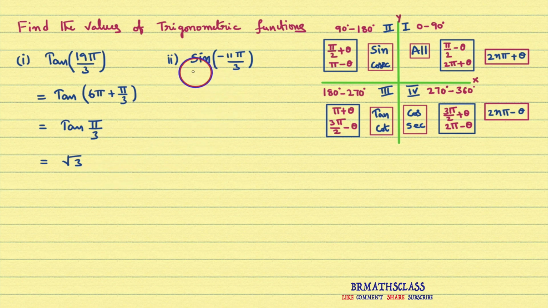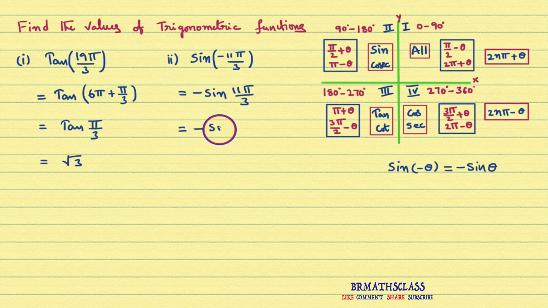Now, we will see how to find this value. You observe this problem, it looks like sine of minus theta. In trigonometry, we learn this formula, sine of minus theta. What is the formula for sine of minus theta? Sine of minus theta is minus sine theta. So, sine of minus 11 pi by 3 is minus sine 11 pi by 3. The sine of minus theta formula is minus sine theta. That's why I have written it like this. That equals minus sine of.